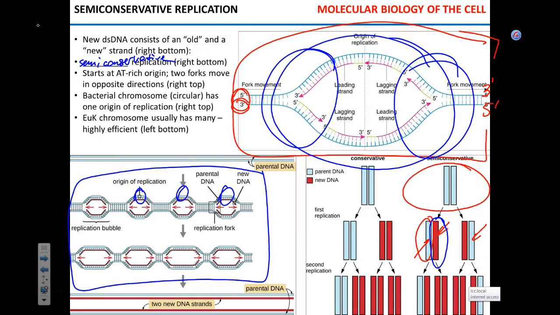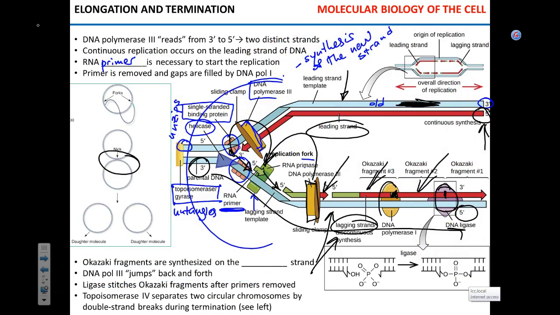You have to understand what conservative and semi-conservative replication are. You have to understand what the origin of replication is: the point where replication starts. Why is it AT rich? It's easier to separate. Understand the sequence of events in replication. What are Okazaki fragments? On which strand are they formed? The lagging. What is the difference between lagging and leading? Lagging is interrupted synthesis. Leading is continuous synthesis. Okay, that's basically it.